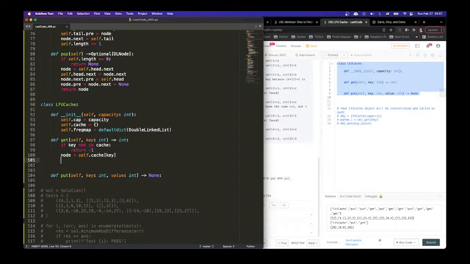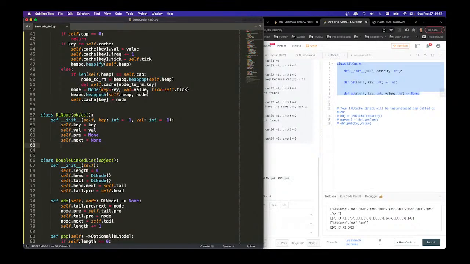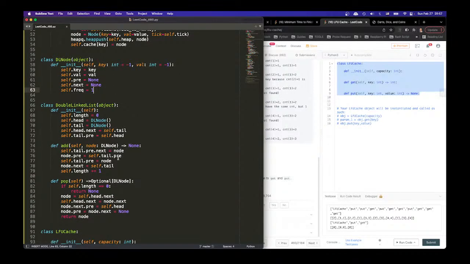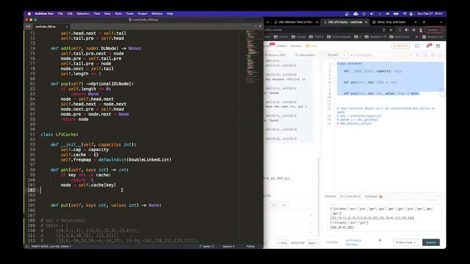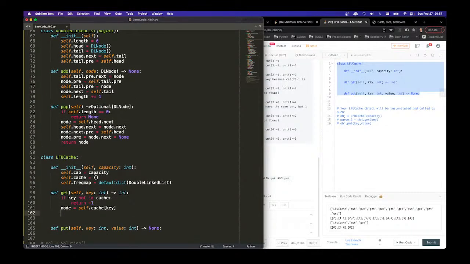Do you know its frequency? You don't know. Why? Because you stupid forgot to include frequency. I said frequency is needed. Okay? Frequency is needed. So now you grab the node, so you know its frequency. So now you need to remove it from, okay? So what do we do?